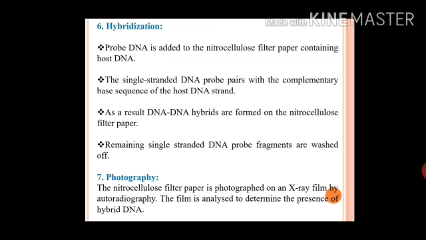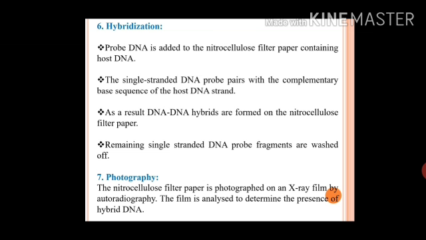Now next step, it is the hybridization. What is hybridization? That is, probe DNA is added to the nitrocellulose filter paper containing host DNA. Single stranded DNA probe pairs with the complementary base sequence of the host DNA strand.